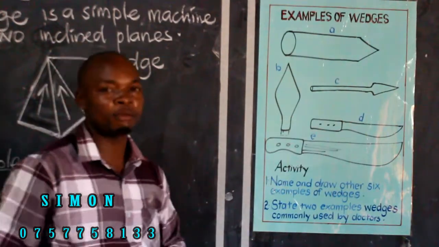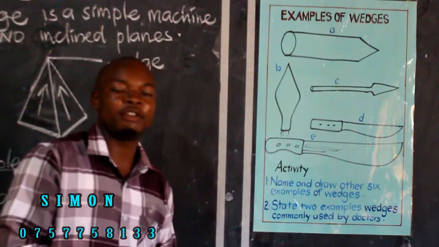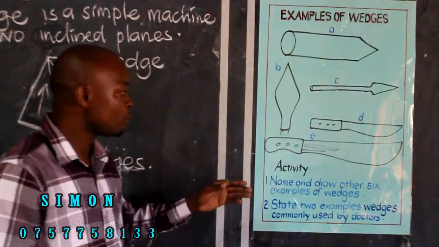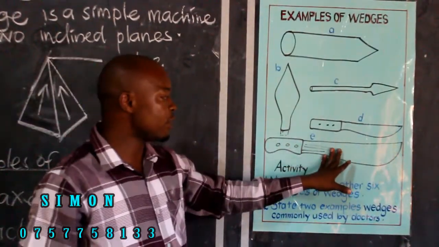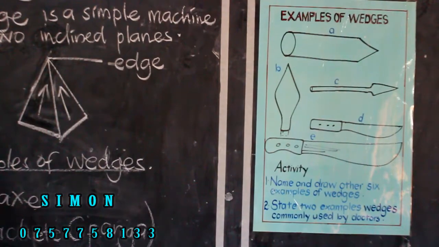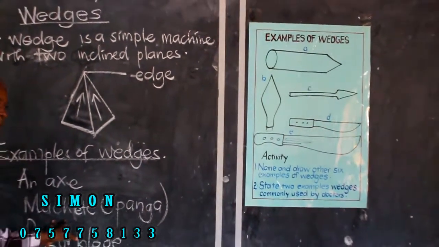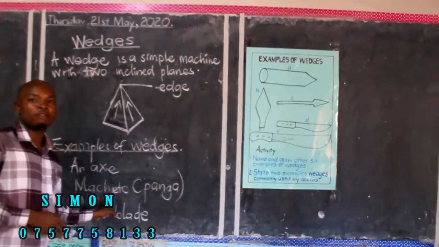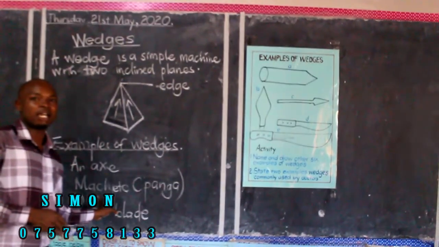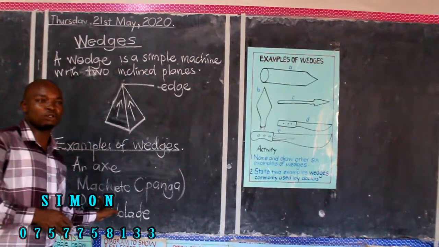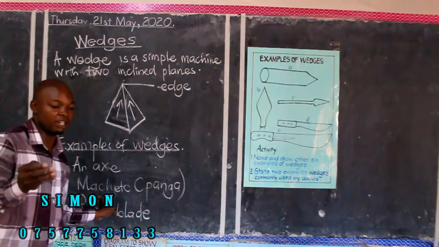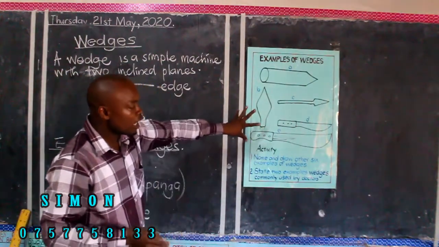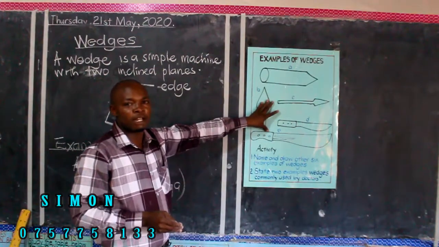D is a knife, the one used for cutting vegetables, cutting meat, and many other things. When you come to E, E is what I said, machete. What most of you call panga. Pangas are used for cutting trees, for cutting grass, and bananas, when they harvest bananas, and very many other items there. I know you have very many answers, like we said.